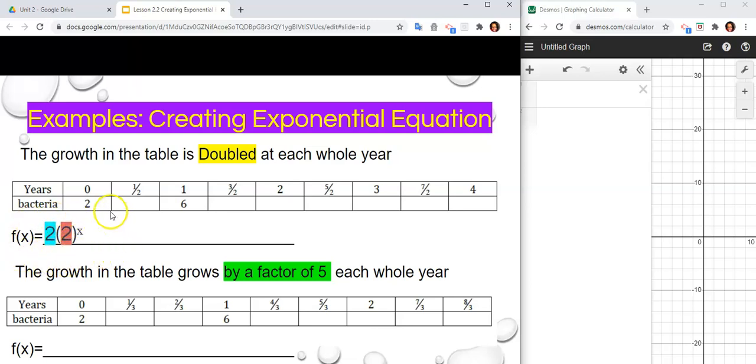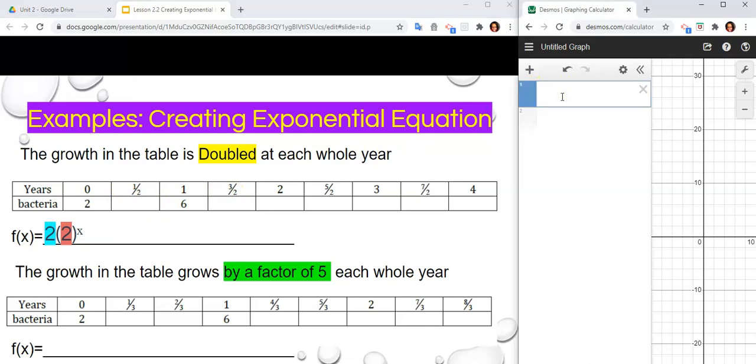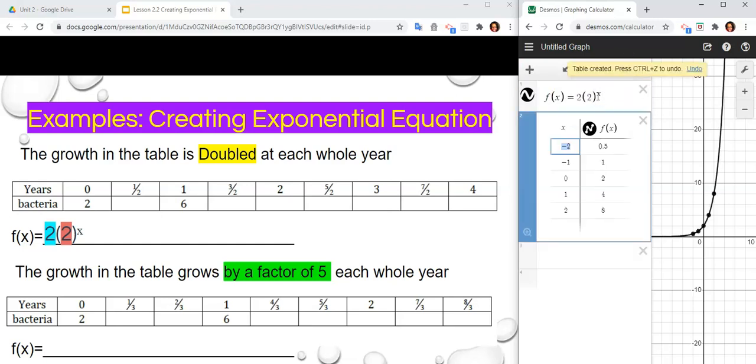So now, how do we get the rest of these values in? Well, now everything is easy. I have an equation, so I'm going to plug this into Desmos. I'm going to go f of x equal to 2, and I'm going to raise that to the power of x, okay? And easily, I'm going to just look at a table. In this case, I want to look at my table. And so you can see the various values.